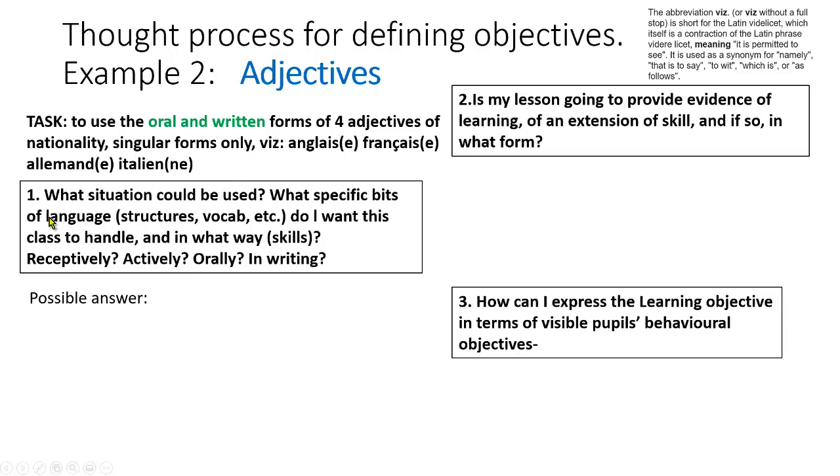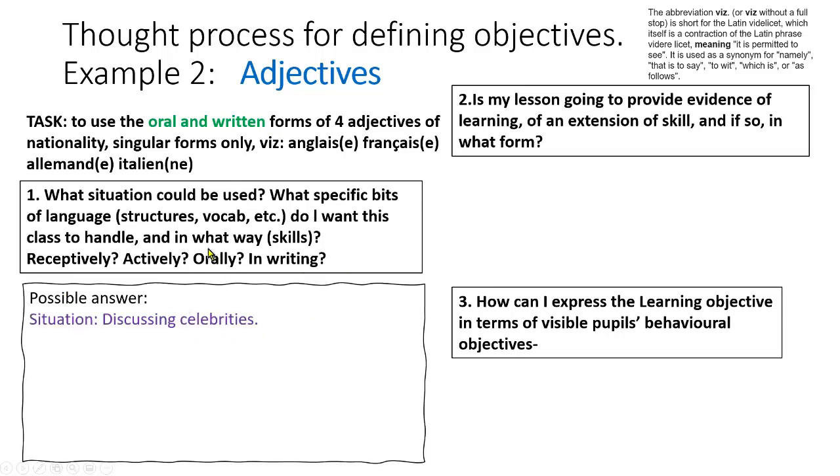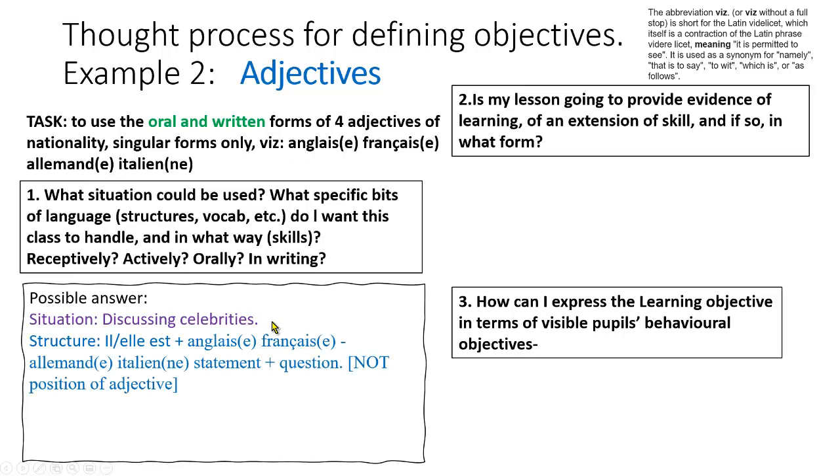So first of all, what situation could it be used in? I realised actually with the other example I didn't put the situation first. I think it's quite helpful perhaps to have that as a situation. What specific bits of language do I need, and in what way? What skills? Is it receptive, active, orally, or in writing? So there, a possible example answer could be, the situation could be discussing celebrities. He is English, she is French. The structure, he is English, French, etc.